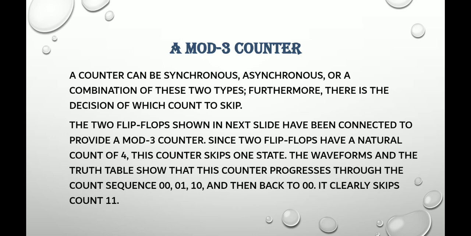The two flip-flops shown in the next slide, which I'm going to show you a little bit later, have been connected to provide a mode 3 counter. Since two flip-flops have a natural count of 4, this counter skips one state. The waveforms and the truth table show that this counter progresses through the count sequence 00, 01, 10 and then back to 00. It clearly skips count 11, that is count 1 1.